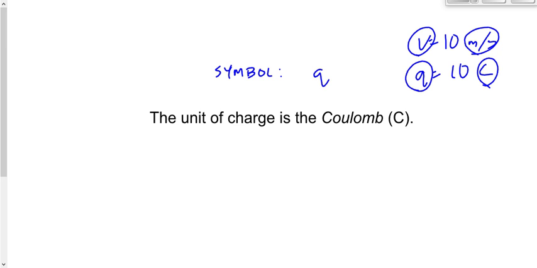A coulomb is a really, really big unit of charge. If you've got a coulomb of charge, you've got a lot of charge. I'm going to put that in perspective right now. The charge of an electron, which by the way is the same magnitude as the charge of a proton but opposite sign, an electron is negative, a proton is positive, is 1.60 times 10 to the negative 19 coulombs.